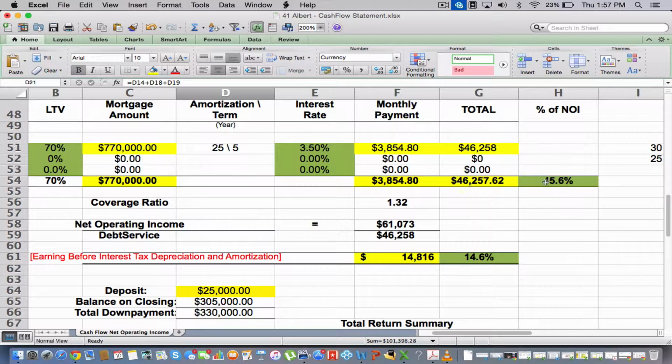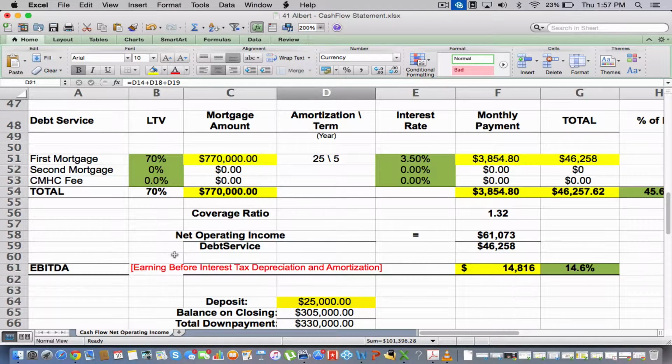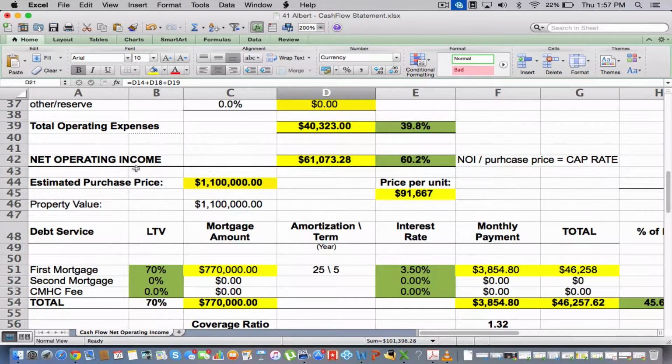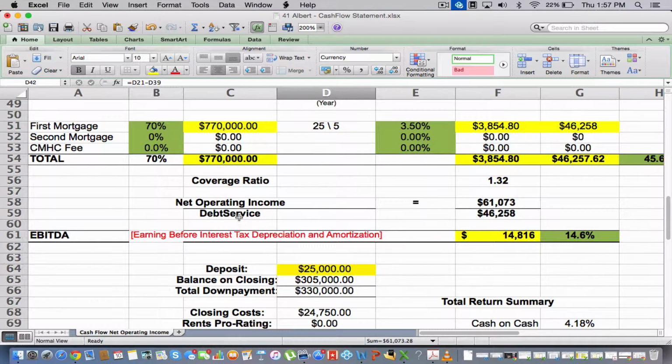Okay, so about 45%. Now, below here, we do another simple calculation, and that's your net operating income. Again, right here, after we calculate expenses, we arrive at net operating income. Subtracting the debt service, so net operating income minus debt service, and you end up with this number here, which is your EBITDA, which stands for earnings before interest, tax, depreciation, and amortization, otherwise known as cash flow.